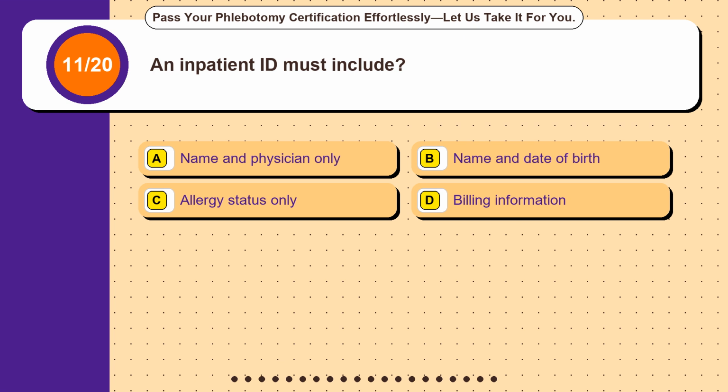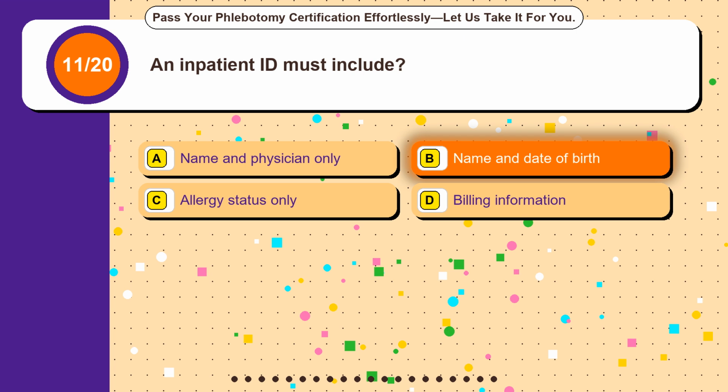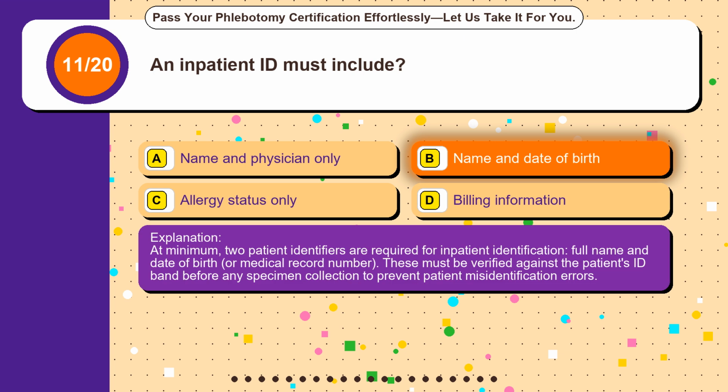Question 11. An inpatient ID must include: Option A, name and physician only. Option B, name and date of birth. Option C, allergy status only. Option D, billing information. The correct answer is option B, name and date of birth. At minimum, 2 patient identifiers are required for inpatient identification: full name and date of birth, or medical record number. These must be verified against the patient's ID band before any specimen collection to prevent patient misidentification errors.